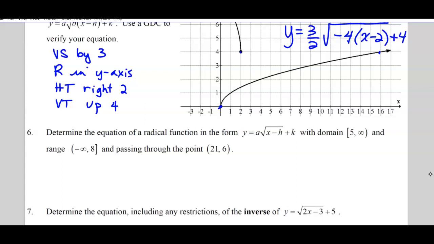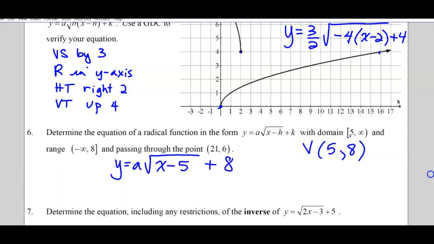Okay, so determine the equation. So, domain and range. This is your x value at your vertex. So your vertex is 5, 8. So you can get your vertex from your domain and range. Given this is a good hint for you, because we can't have a horizontal stretch. Otherwise it'd be more than one answer, right? So now we can fill in y equals a, root x minus 5, and then plus 8 outside.